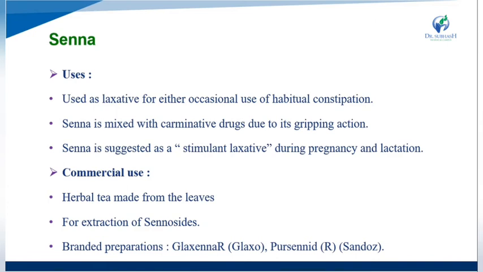Okay, then commercial uses. Commercial uses are herbal tea made from the leaves, and the extraction of sennosides. And brand preparations, named Senokot R, the brand name is Galexo, then Pursennid R, their brand name is Sandoz. Okay, so this is all about senna.